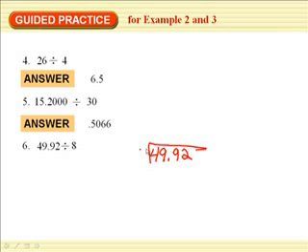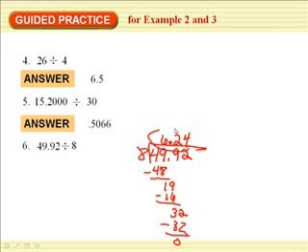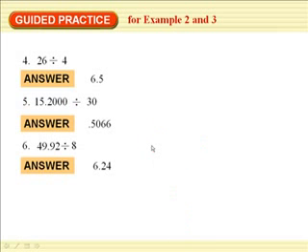49.92 divided by 8. So we bring our decimal straight up. 8 goes into 49. 8 times 6 is 48. Bring down the 9. 8 goes into 19 twice, which is 16. Subtract 32. 8 goes into 32 4 times. 6.24, because that's going to come out exact. Done. We don't have any rounding to do.